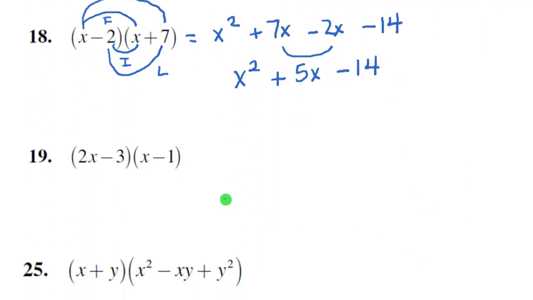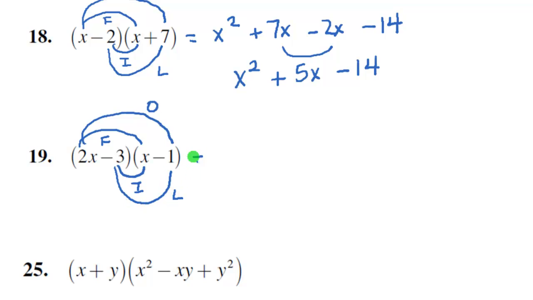Okay, let's try that again. Our foiling. First, outer, inner, and last. Okay, so 2x times x is 2x squared. 2x times a negative 1 is negative 2x. Negative 3 times x is negative 3x. And negative 3 times negative 1 is positive 3.